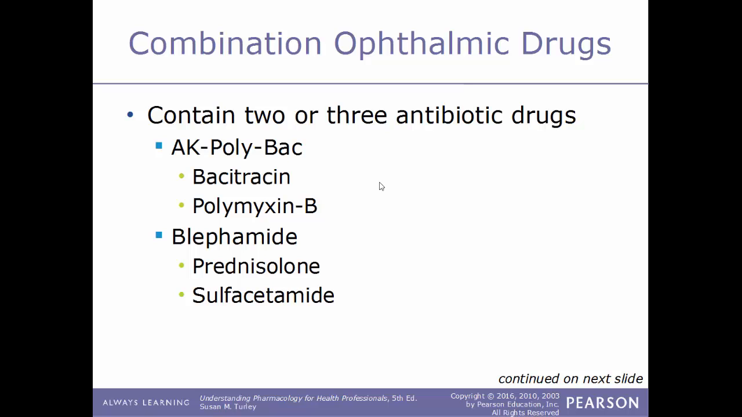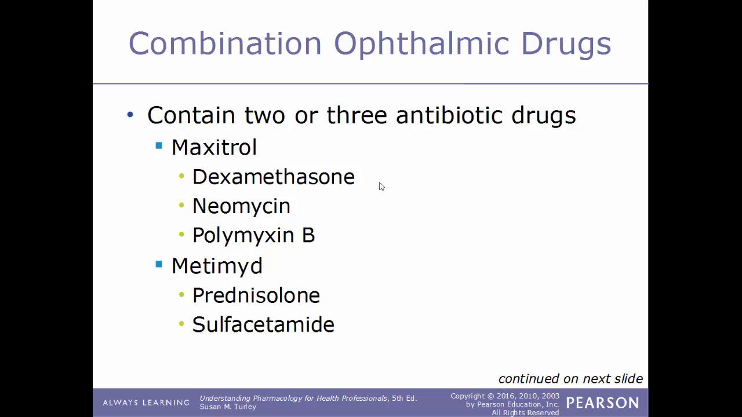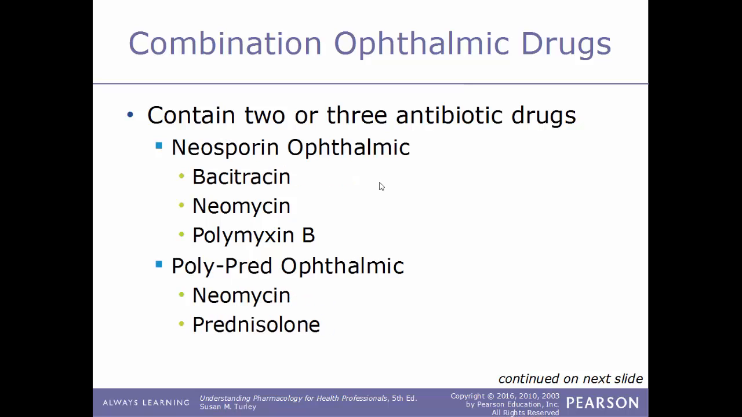The drug AK-Poly-Bac is a combination of bacitracin and polymyxin B. The drug Blephamide is a combination of prednisolone and also sulfacetamide. The drug Maxitrol is a combination of 3 drugs. It includes neomycin, dexamethasone, and polymyxin B. Metimyd is a combination of prednisolone and sulfacetamide. Neosporin Ophthalmic is a combination of bacitracin, neomycin, and polymyxin B. Poly-Pred Ophthalmic is a combination of neomycin and prednisolone.